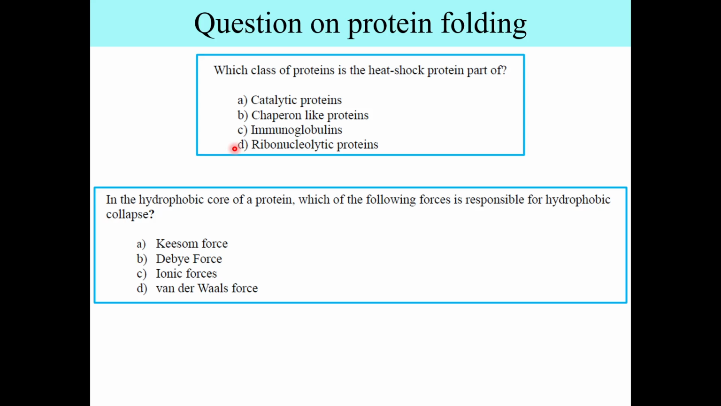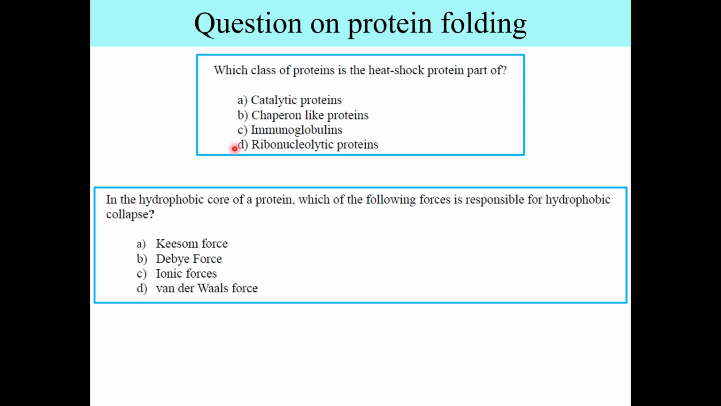Which class of protein is the heat shock protein part of? First option is catalytic proteins or enzymes, chaperone-like proteins, immunoglobulins, ribonucleolytic proteins. So, we discussed about this. The right option would be chaperone-like proteins.